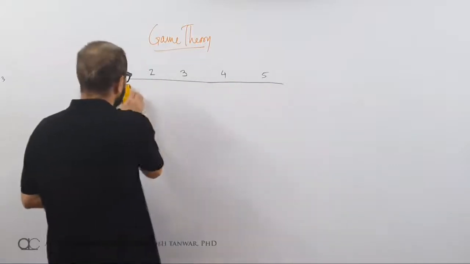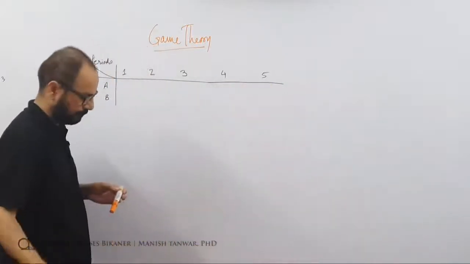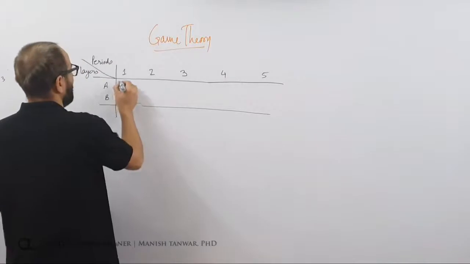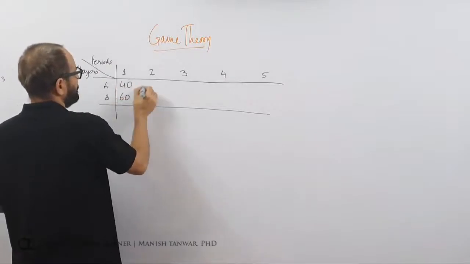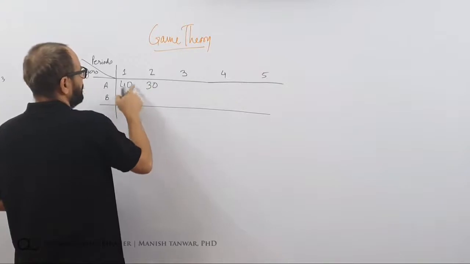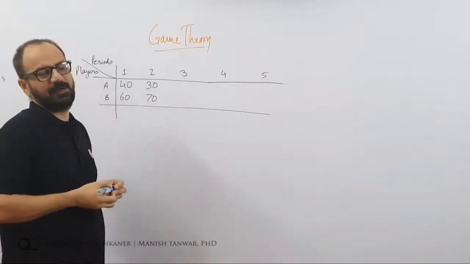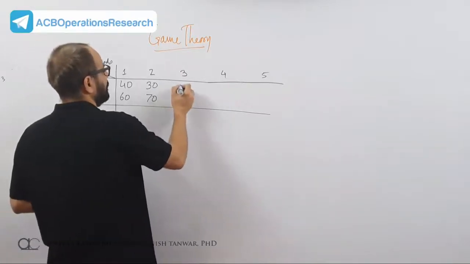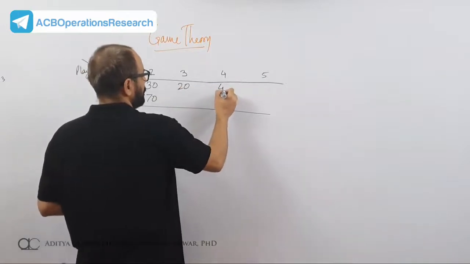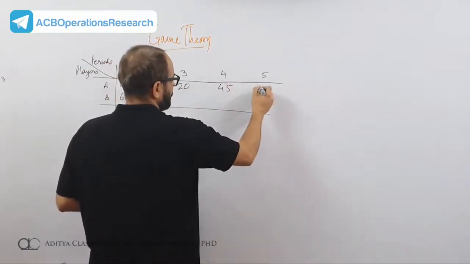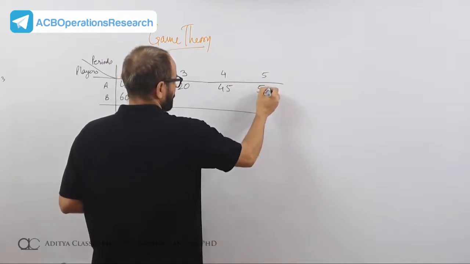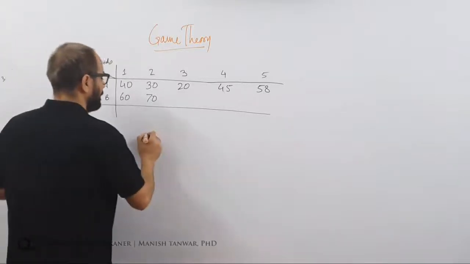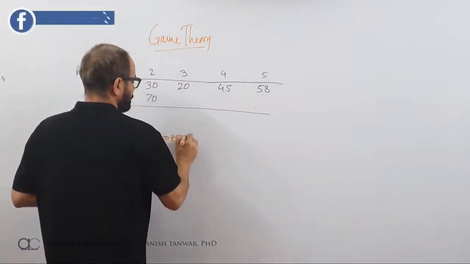How will two-person zero-sum games look like? Somewhat like this. $40-60. Now if it is a 30, definitely this has to be 70. If it is 20, if it goes up to 45, if it reaches 58. Remember, we are writing down a two-person zero-sum game.